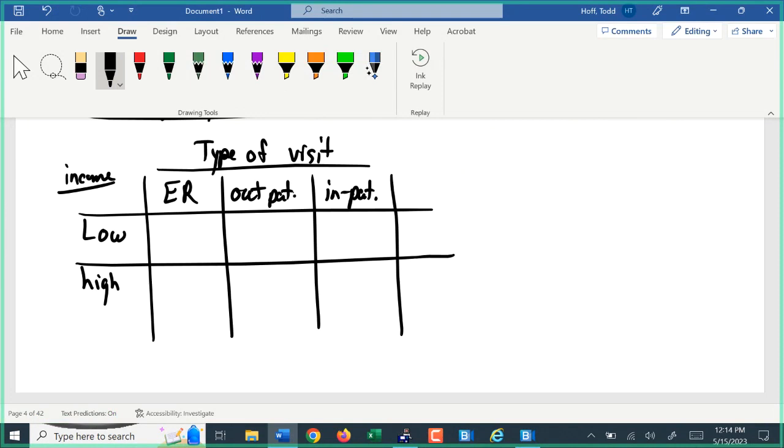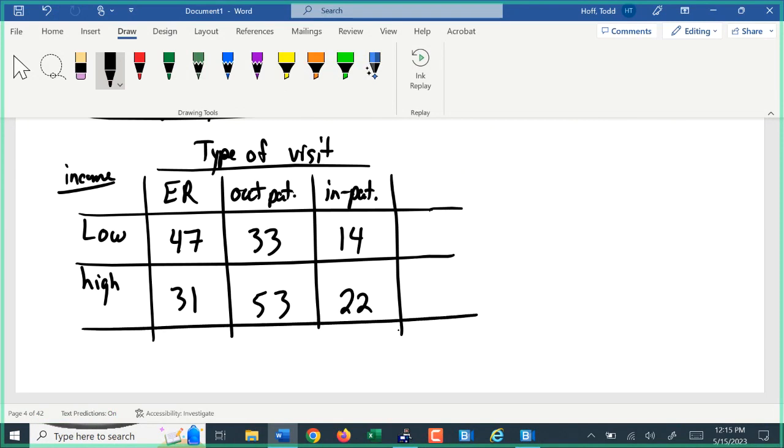So let's say that we take random samples of patients and we find that we had 47 in the ER for low income. We had 33 that were outpatient and 14 that were inpatient. For high income, we had 31 that were in the ER. We had 53 that were outpatient and 22 that were inpatient. So to use a frequency or contingency table, the first step is to find some totals. Let's find the row totals.